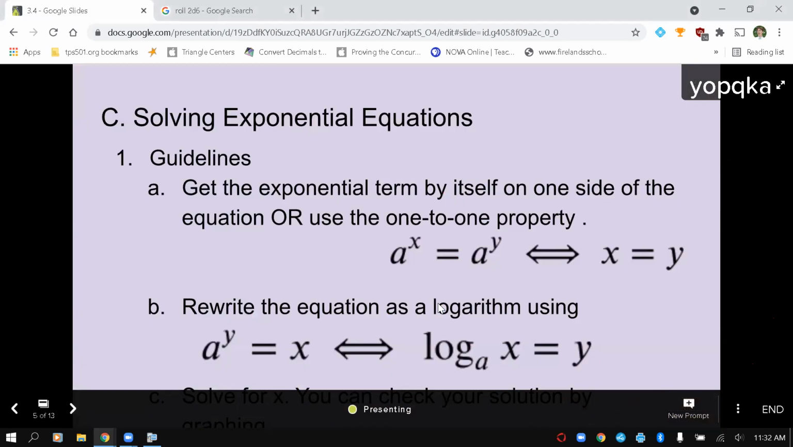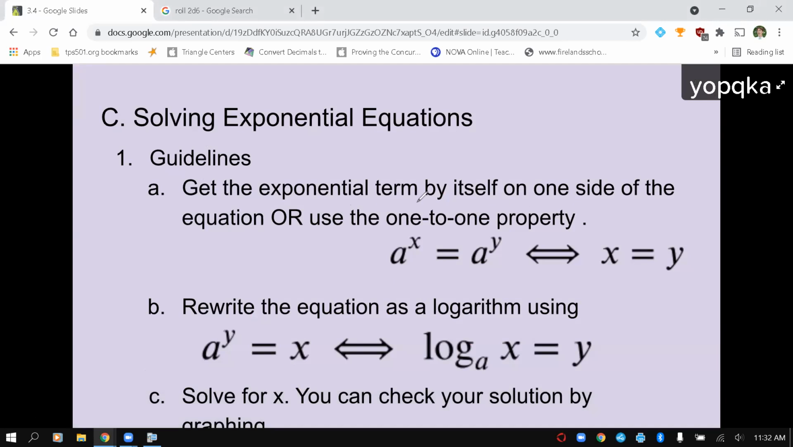Here we go. Solving complicated exponential equations. It's as easy as 1, 2, 3. You're going to first always get the exponential term by itself, or if you have more than one exponential term, then you'll use the 1-to-1 property, where if a to the x is equal to a to the y and they have the same bases, then x and y are the same.